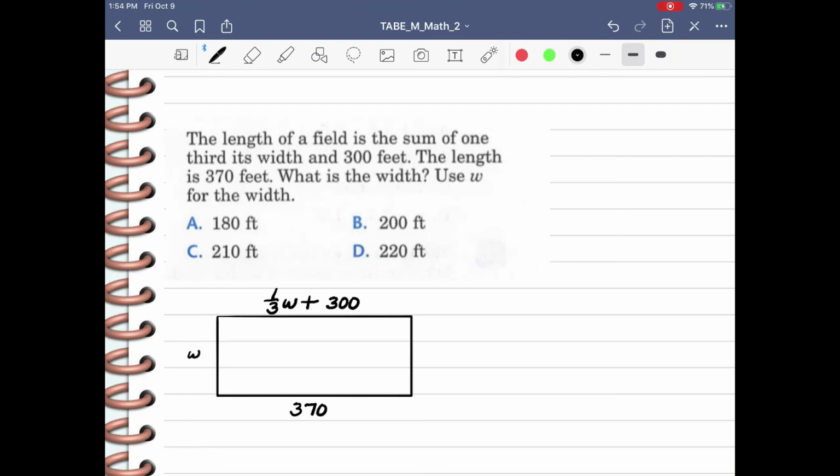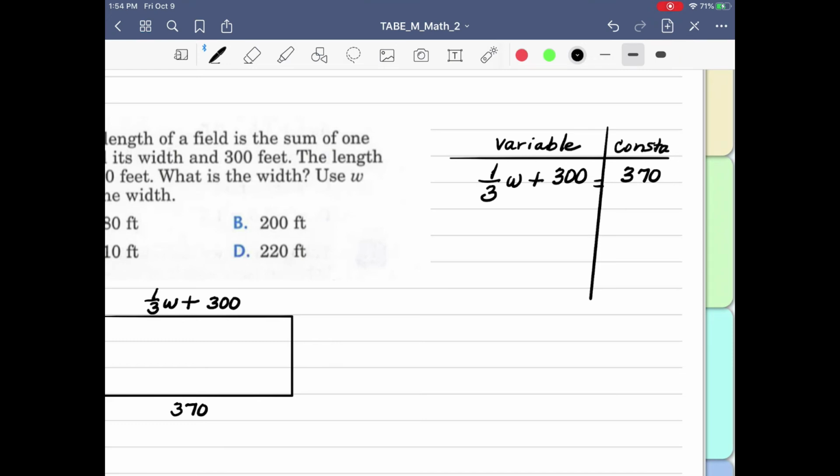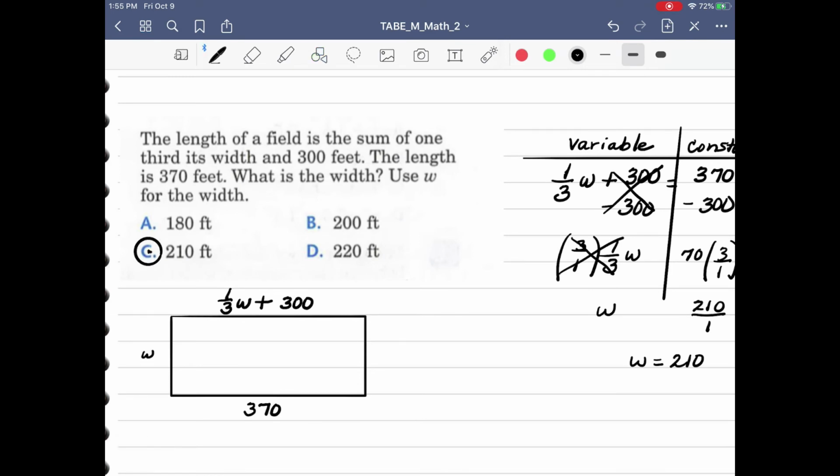And we use W for width. So we have 1/3 W plus 300 equals 370. So we are going to have a variable and a constant. And I'm going to move my 300. So I'm left with 1/3 W equals 70. And then I'm going to multiply by the reciprocal. 3 sevens are 21, and there's a 0 over 1. So 210 is the width of the field. And that is option C.